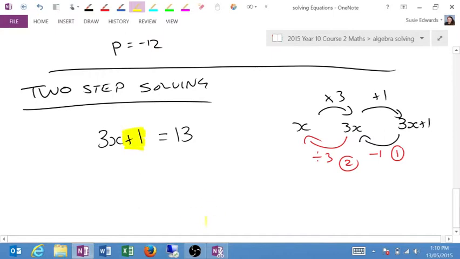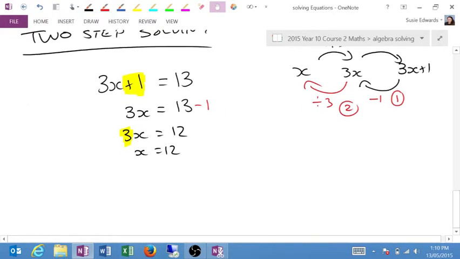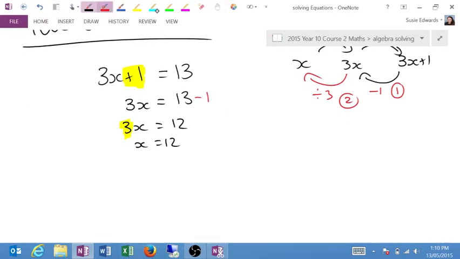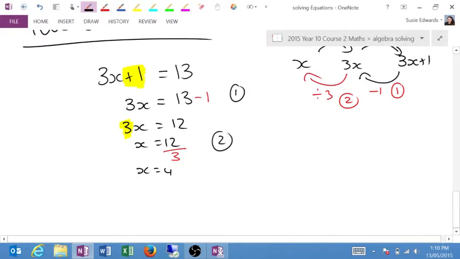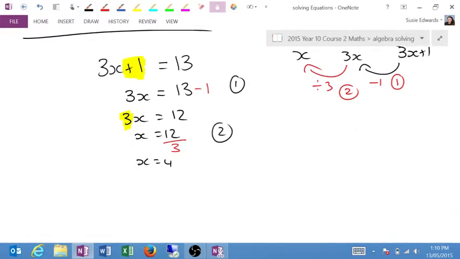So we're going to look at the plus 1. We're going to write everything around it, remembering to put our equal signs in a line. And then we're going to write take 1. So we end up with 3x equals 12. Then we're going to look at the 3. Get rid of the 3. Need to put the 3 back in, divided by 3. So x equals 4. So our first step was here, our second step was here, and then we put our answer in. All right, let's look at one more.